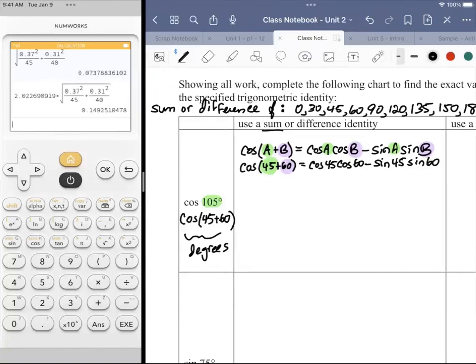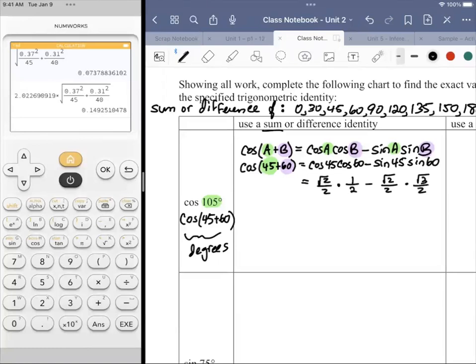Now, as long as I know what cosine of 45 and cosine of 60 is, sine of 45 and sine of 60, I'll be able to come up with the answer lickety split. Cosine 45, rad 2 over 2. Cosine 60, 1/2. Sine of 45, rad 2 over 2. Sine of 60, rad 3 over 2.